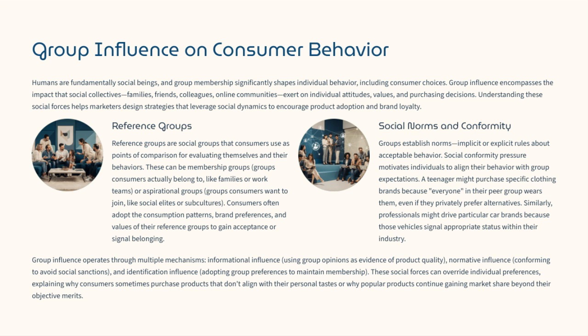We tend to adopt the consumption habits, brand preferences, and values of these reference groups to gain acceptance and signal that we belong. Humans are inherently social, and our group memberships significantly influence our choices, whether it's what we buy, how we act, or what we value. This social influence comes from various collectives, including family, friends, colleagues, or online communities. Recognizing these social forces is crucial for marketers, because when we understand how groups influence individual preferences, we can craft strategies that leverage these dynamics, encouraging product adoption and fostering brand loyalty.